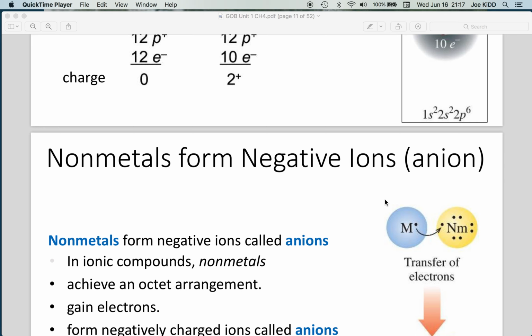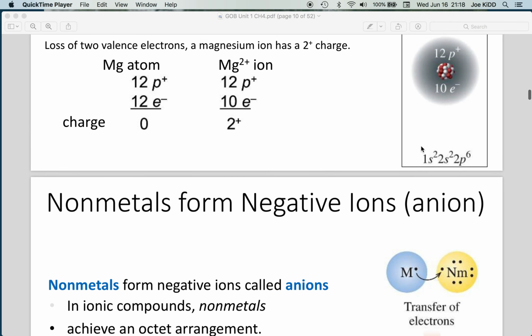The nonmetals will form a negative ion when they gain an electron. So they go from a neutral atom and gain electrons, and we call those negative ions anions. So we have cations and anions. The nonmetal or the polyatomic ion will always be the thing that will take on the electron. The metal, the cation, will be the thing that gives up the electrons.